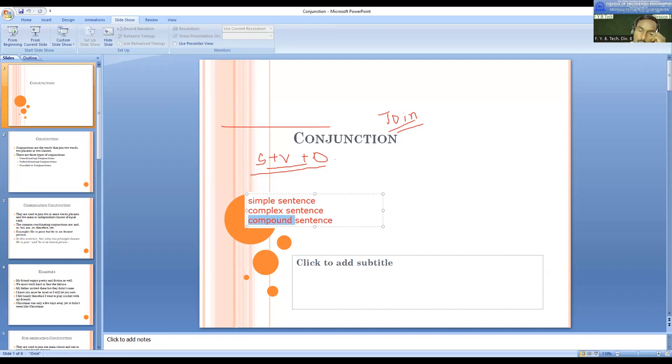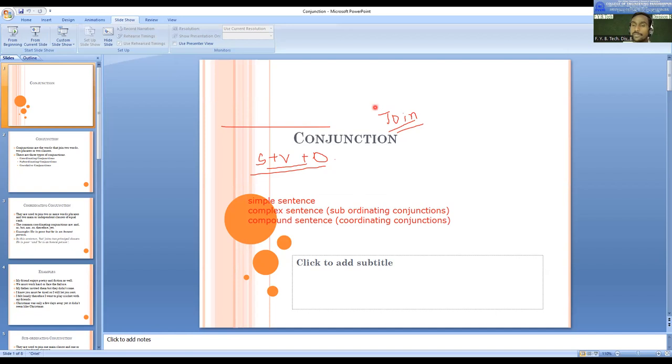Why are we talking about types of sentences? Because here we are learning conjunctions. Based on the use of the conjunction, you can decide whether it is a complex sentence or a compound sentence. We are going to see a number of examples in the following slides. Complex sentences are joined by subordinating conjunctions, and compound sentences have coordinating conjunctions. Let's go to the next slide and talk about these conjunctions in detail.